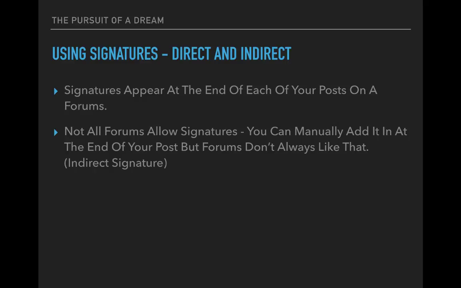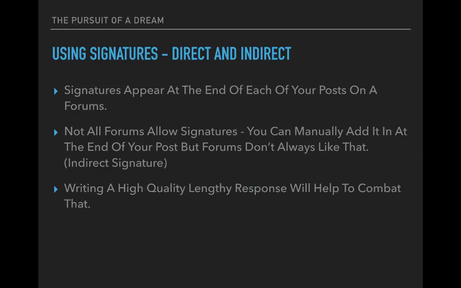But if they don't allow a signature, you can either manually add it at the end of your post with your link, but it might be better to use an indirect signature, which is something like saying, hey, I've just written this ebook on this XYZ topic. If you're interested, message me saying I'm in and I'll send you a free copy. So you're not actually providing them with a link, you're just asking if they're interested. It isn't always as effective, but it's a way to combat those forums that don't allow you to post signatures.